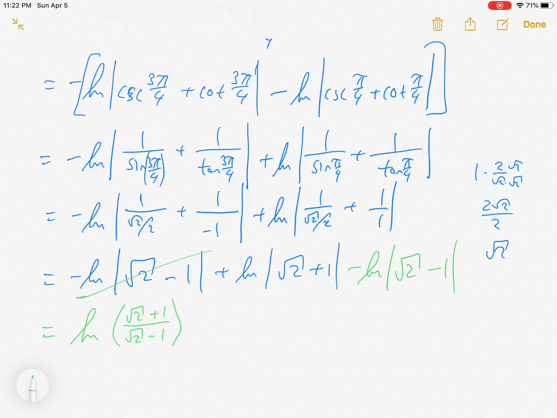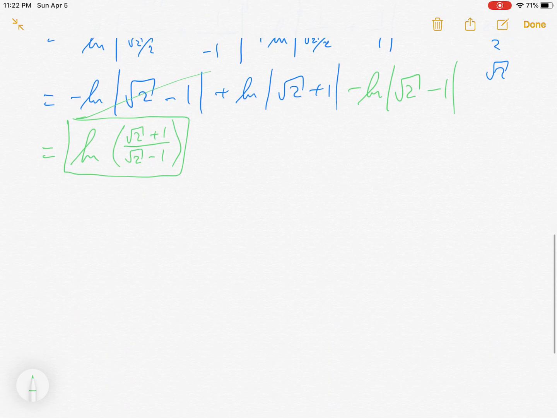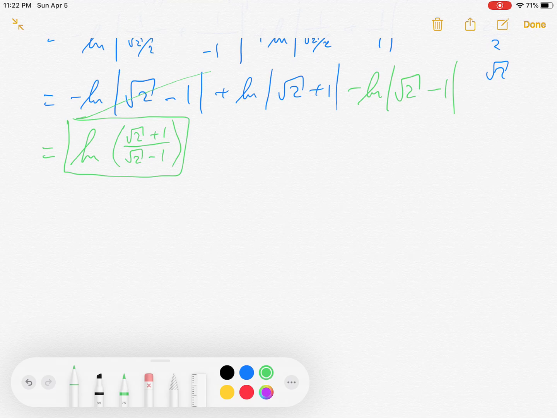By the way, we know square root of 2 plus 1 is positive. We know square root of 2 minus 1 is positive. We don't have to worry about the absolute values. And that is it. So much for being a short one. Sorry about that.